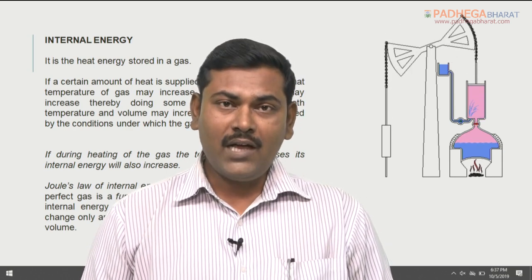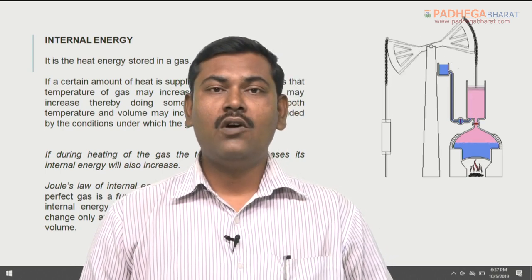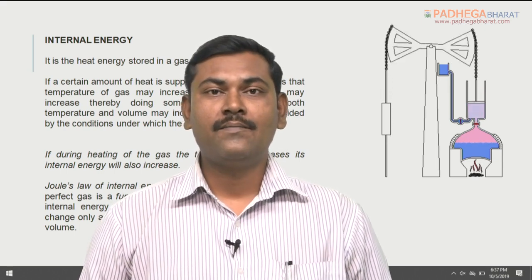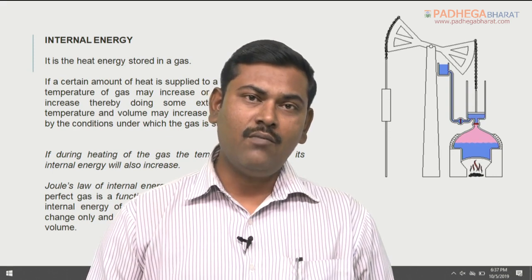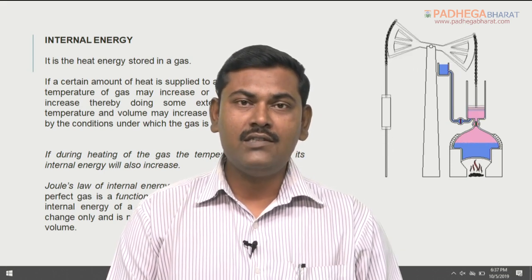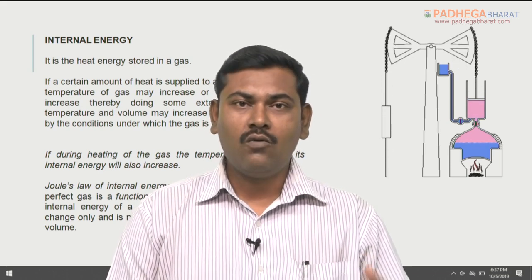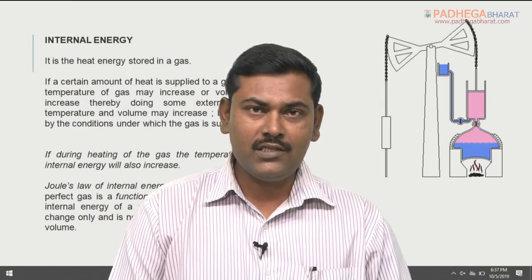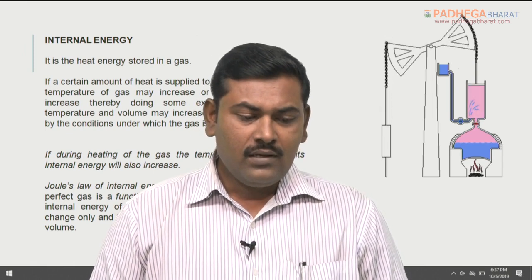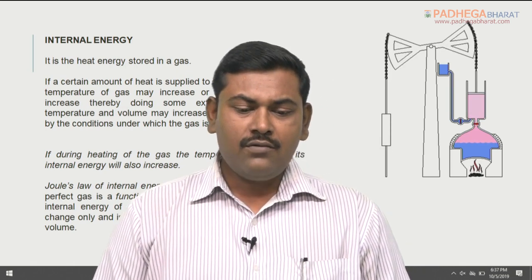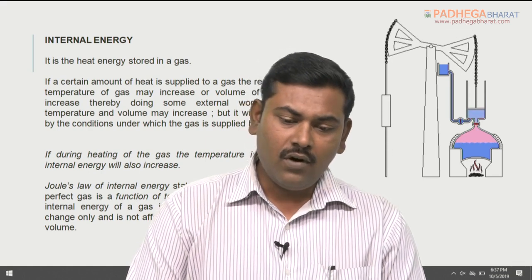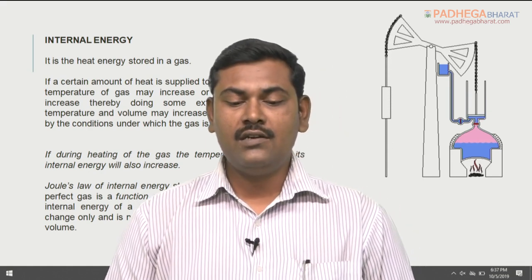Now what happens when we supply heat there? When we supply heat, these molecules gain that heat, so the energy content of the molecules is increased. This energy is contained within the molecules, but we cannot see it from outside. We cannot see the object moving, but the molecules inside it are now vibrating and colliding with larger speed, with larger momentum transfer. This is happening because their internal energy has increased. So if a certain amount of heat is supplied to a gas, the temperature of the gas may increase, or the volume of the gas may increase, thereby doing some external work.